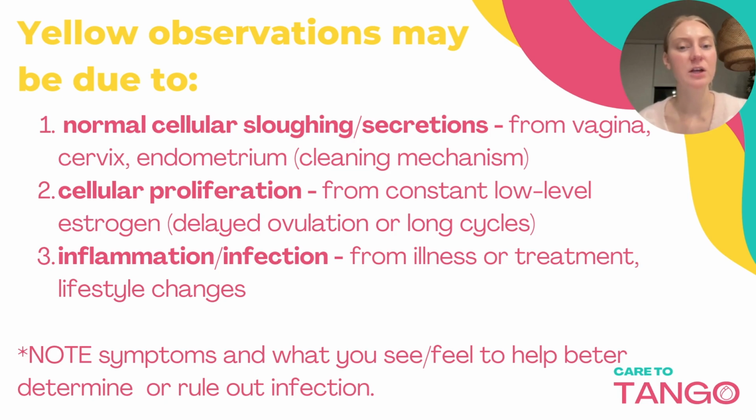Remember that yellow observations might be due to normal cellular sloughing or secretions from the vagina, cervix, endometrium, and this is like the cleaning mechanism, and it's very normal and healthy. It could be due to cellular proliferation from constant low level of estrogen. So if your ovulation is delayed or you have really long cycles from PCOS, things like that, it could be from that. And then also if you have inflammation or some sort of infection, that could be causing that as well.